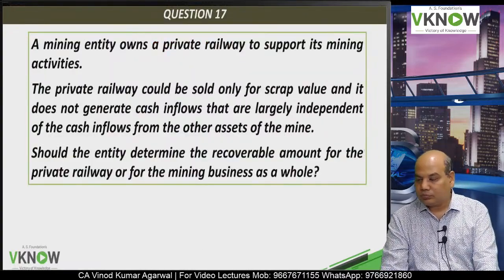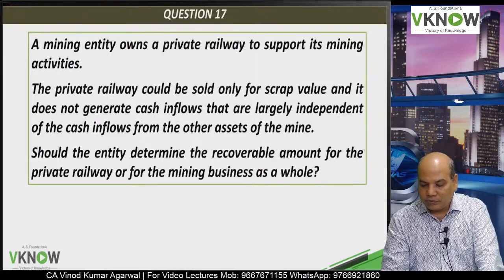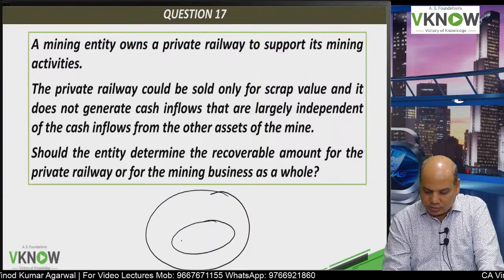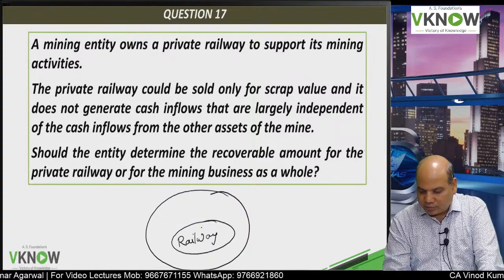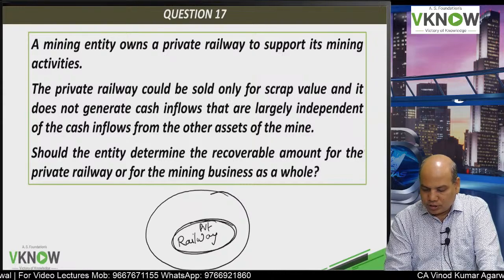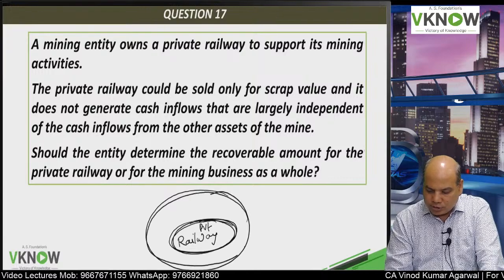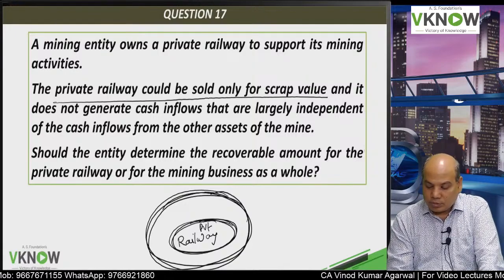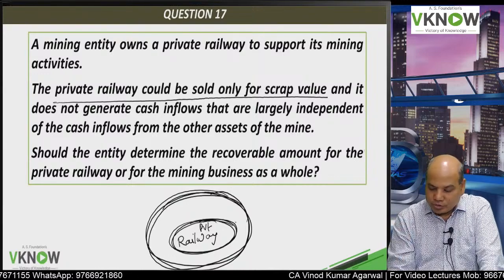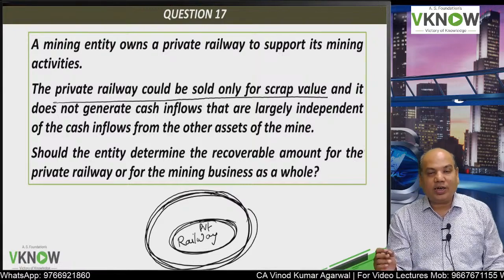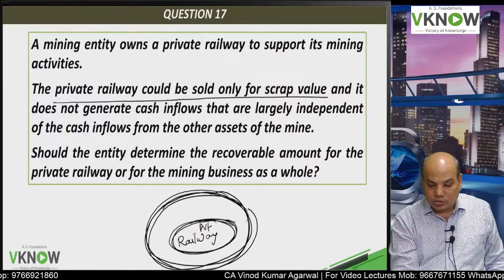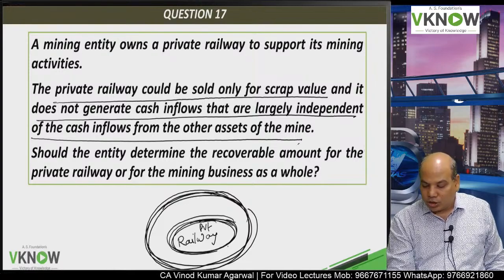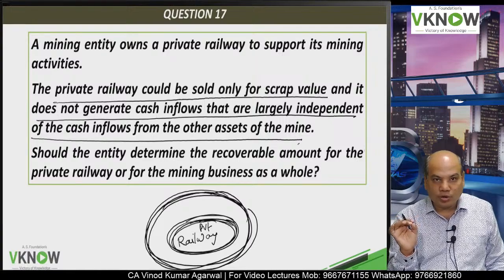Question number 17. A mining entity owns a private railway to support its mining activity. So this is the mine and there is a private railway to carry minerals, ores from one place to another within the mine. The private railway could be sold only for scrap value. The private railway does not generate independent cash flow. The whole mine together generates independent cash flow. It is written in the problem also, it does not generate cash inflow which is largely independent of the cash inflow from other assets of the mine. So you can't compute the value in use of this private railway.